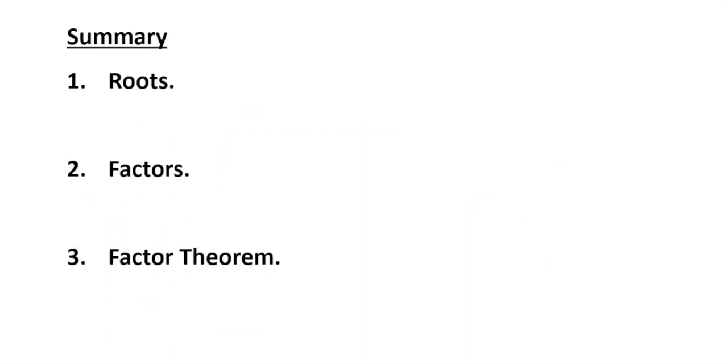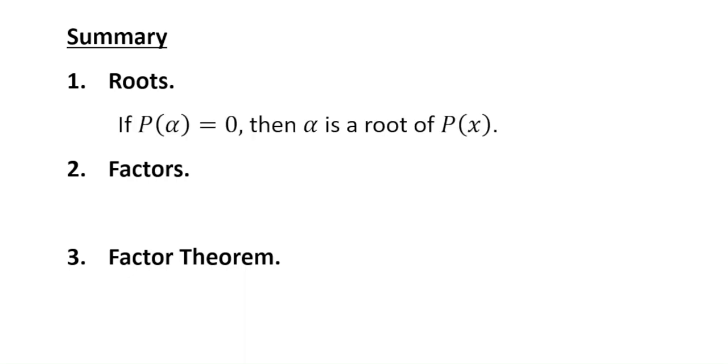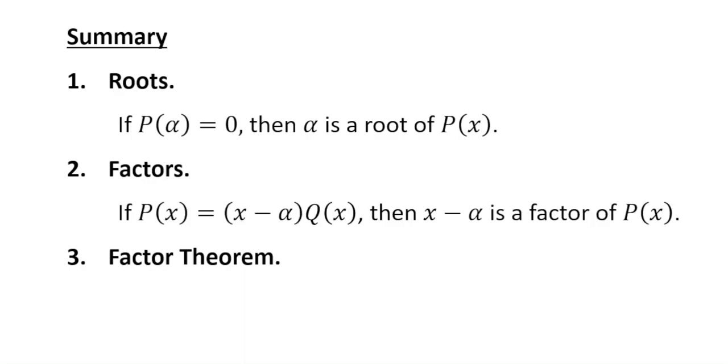Okay, so to summarize, what do you really need to know? You need to know what a root is, what a factor is, and how these relate in the factor theorem. So a root is any value of x such that the polynomial will equal 0. So if you want to state that formally, if P of alpha is equal to 0, then alpha is a root, right? So you substitute the value in, if you get 0, it's a root. Factors. If you can write the polynomial as x minus alpha times some other polynomial, that means that x minus alpha is a factor.